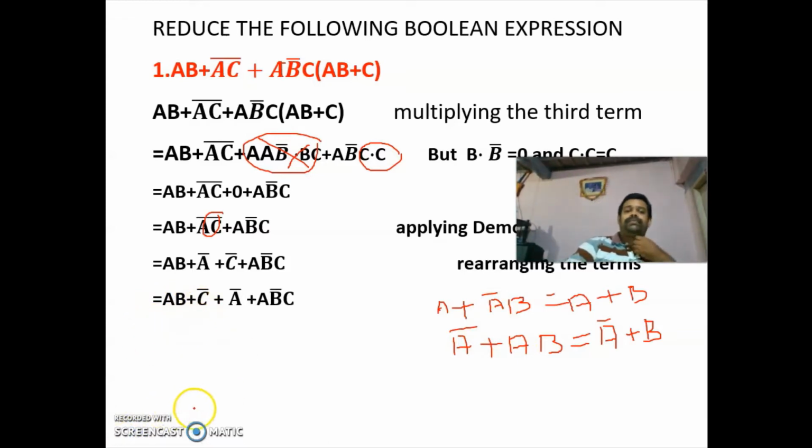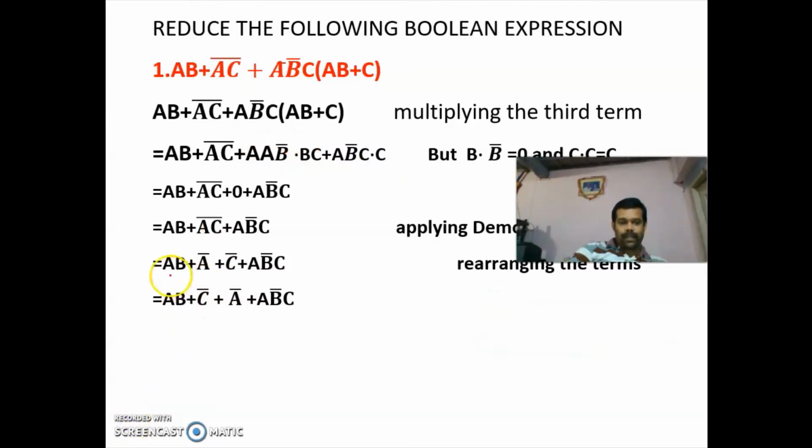So we have rearranged the terms. This is the term, and we have rearranged this term. That is, AB we have written first, then this C bar, then this A bar and A B bar C that we have rearranged.